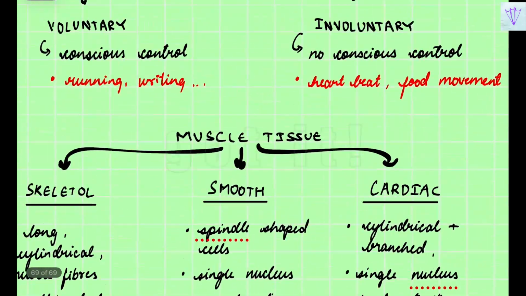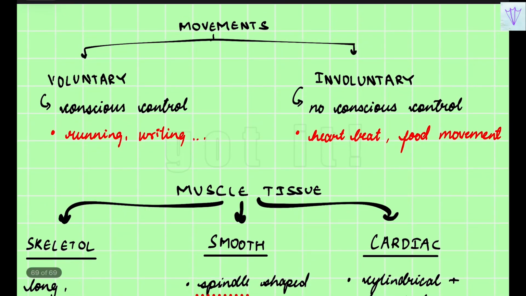Next, moving to the next part, that is the movements. So basically we have two kinds of movements, that is the voluntary movement and the involuntary movement. Voluntary movement is like you will be doing it with your conscious control, like running and writing. You can stop writing whenever you want to, and you can start to write whenever you want to.